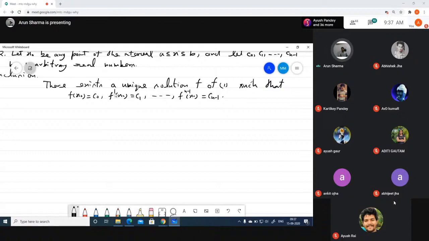And this solution is defined for the entire interval.